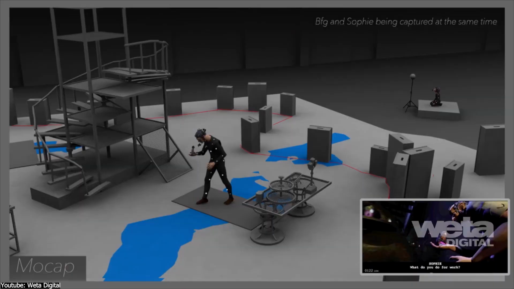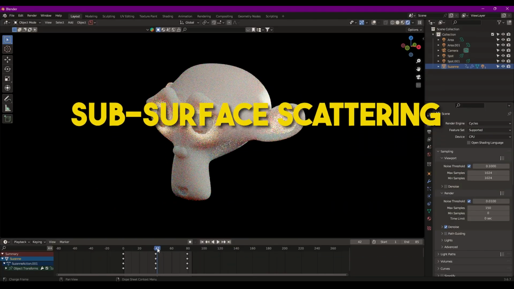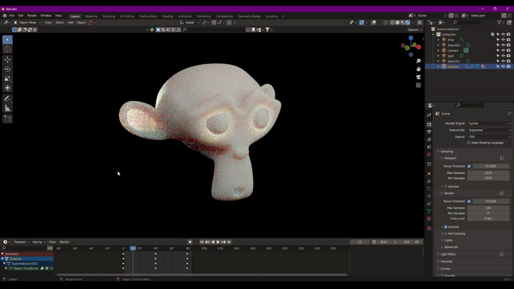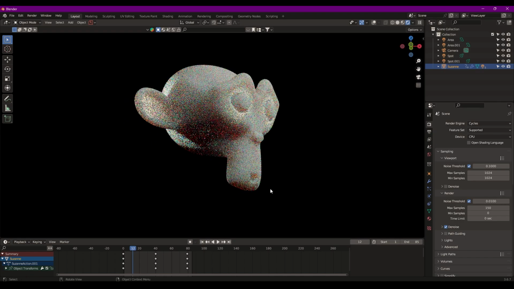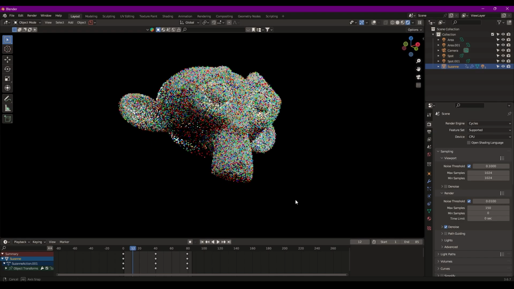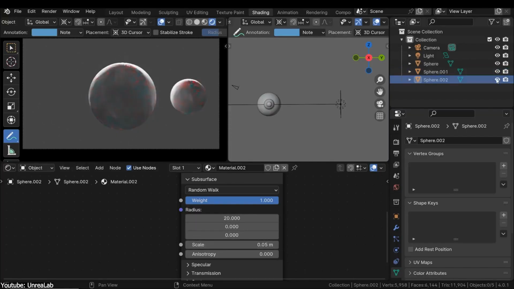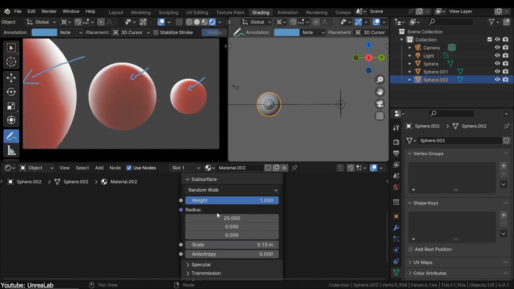And a key part of this magic is something that is called subsurface scattering, a concept we deal with every day, yet many artists overlook its importance. So what is it, how does it work, and how did it become a thing in the first place?